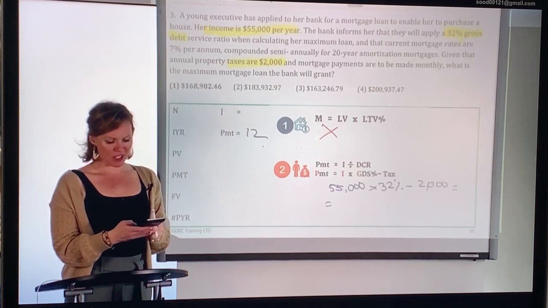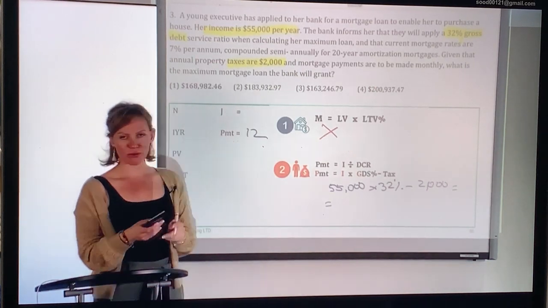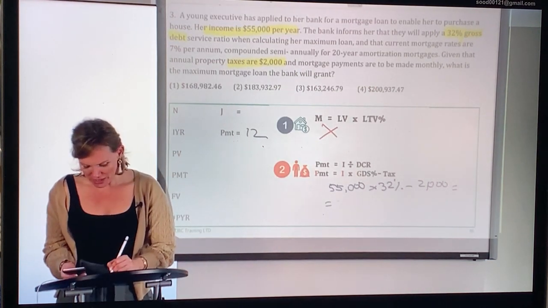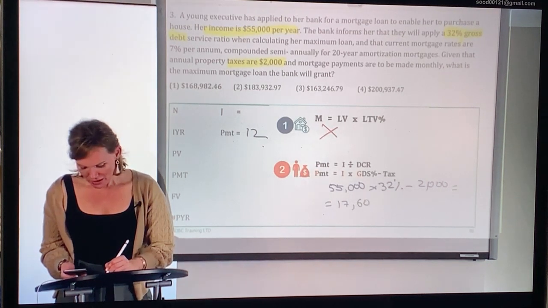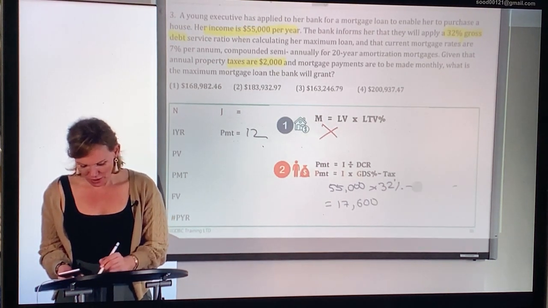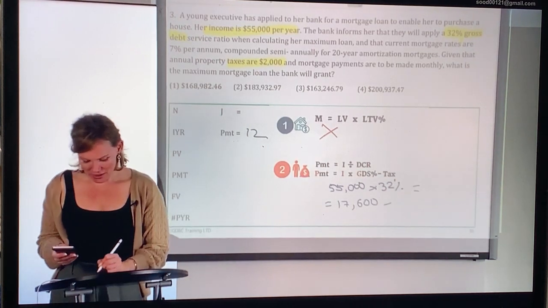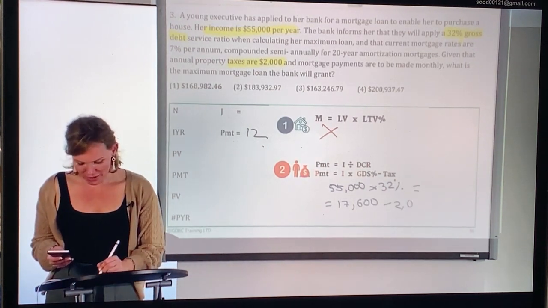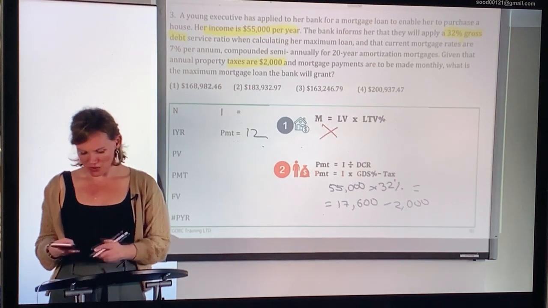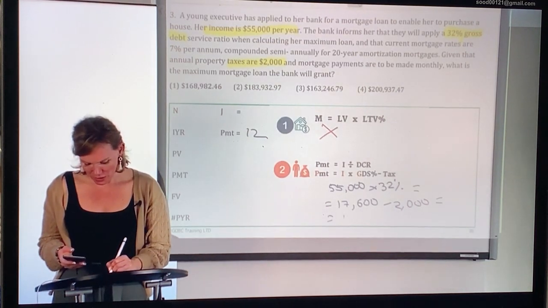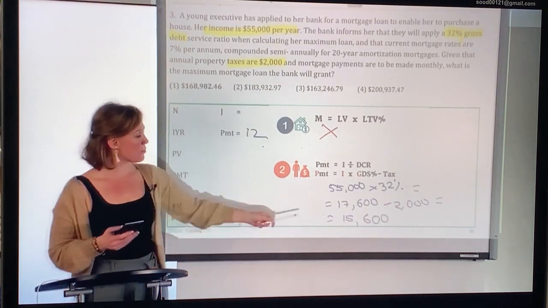So what we're going to do right now, let's do 55,000. Okay. And then what are we going to do? We're going to times it by 32, percentage button. Press equals. It will come up to 17,600. Okay. 17,600 and minus the taxes. So minus $2,000 out of it. So minus 2,000. Press equals, and my payment came up to 15,600. So that's my payment per year.